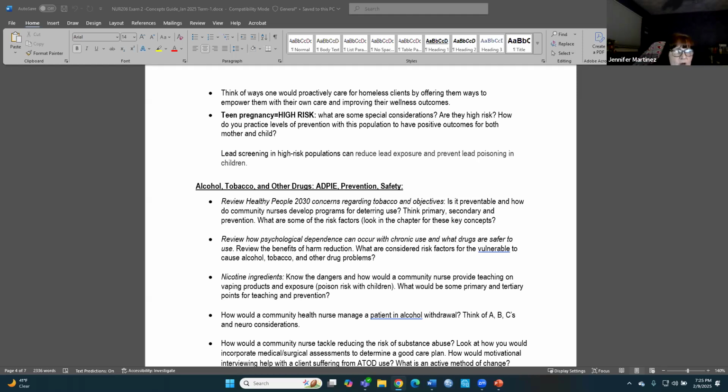Whereas the physiologic dependence, that is, if they don't get it, they will actually have physical symptoms, physical signs, that can be extremely dangerous when they don't have access to that drug or that stimulant.